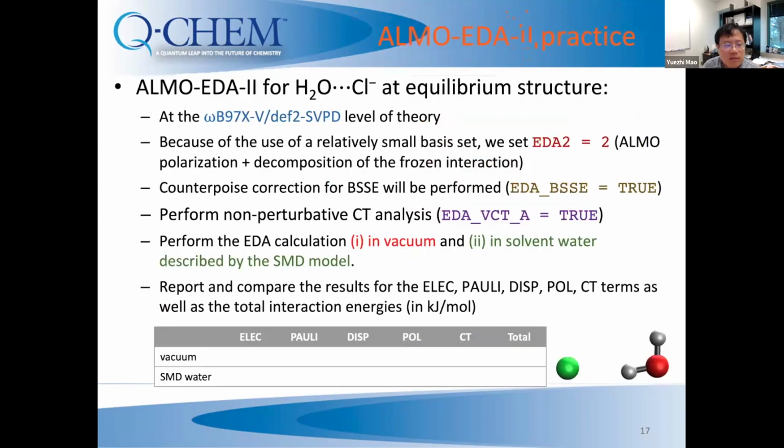So probably I talked for a little bit too long, but here is the exercise. The exercise is just a calculation for this complex, water chloride, and it is a vertical EDA calculation using the EDA2 equals 2 option. And here we will add a couple of things such as a basis set correction, and also the non-perturbative charge transfer analysis. We want you to compare the results calculated in vacuum and also in the solvent model, the solvation environment captured by the SMD model.